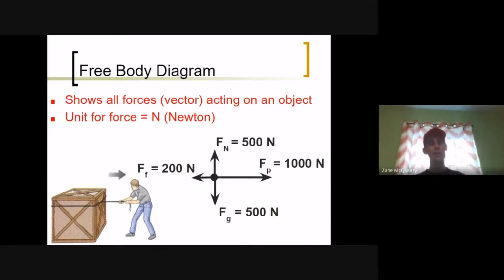Another note when it comes to forces is that the units that you use for this are newtons, named after Isaac Newton, and the abbreviated version is N, kind of like I use kg for kilogram or L for liter.